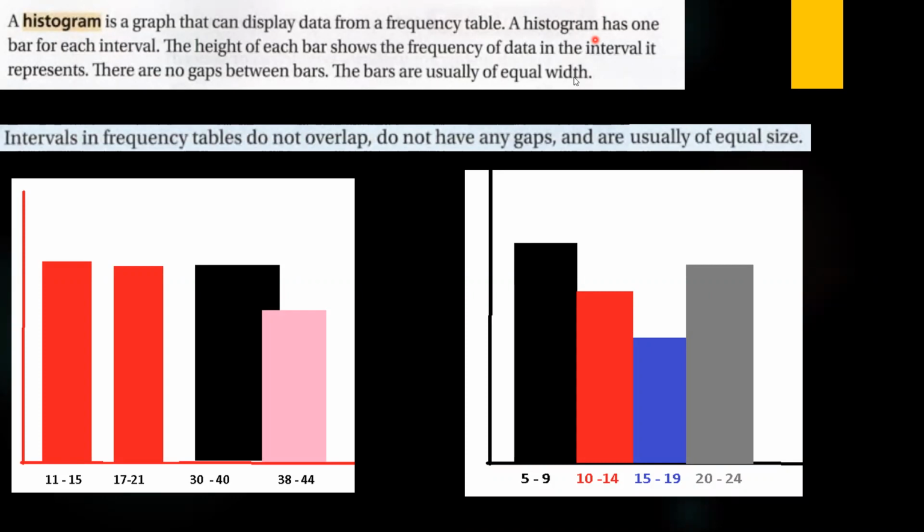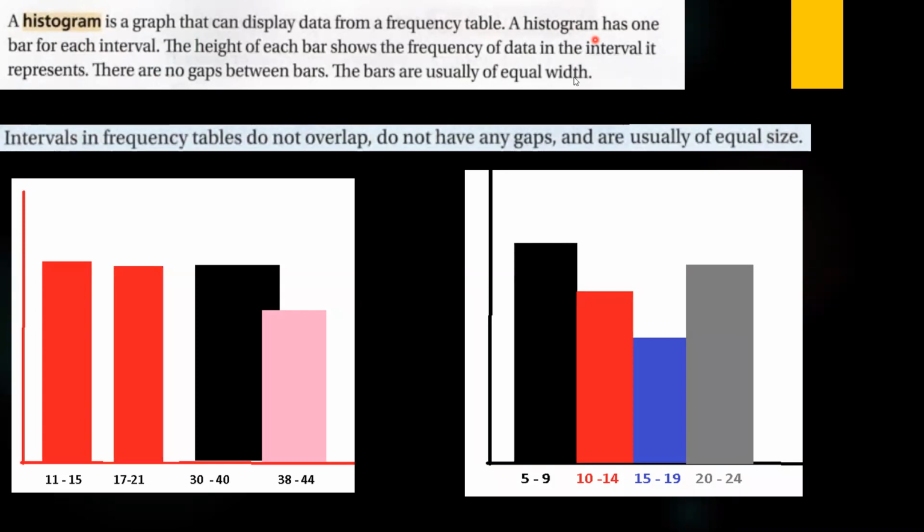We notice that we must make them have the same equal distance, or the same equal interval, and they don't start from 249, then start from 248, or end with 249, then start with 248. This is false. I told you now, they don't overlap, they don't have any gaps, and they usually have equal size.